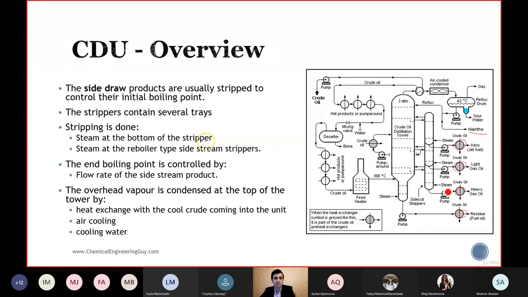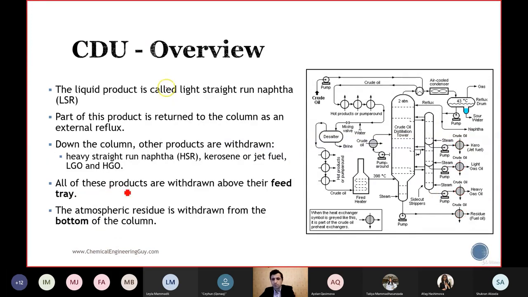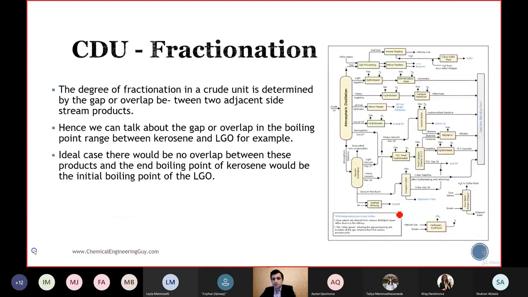All of these products are withdrawn above their feed tray. So here it is withdrawn, here it is withdrawn, and here it is withdrawn. The atmospheric residue is withdrawn from the bottom. So this is the atmospheric residue where it is withdrawn. This is the block flow diagram. We discussed it before. And then the products from the atmospheric distillation are sent to other units.